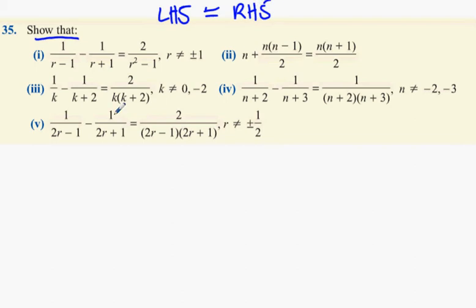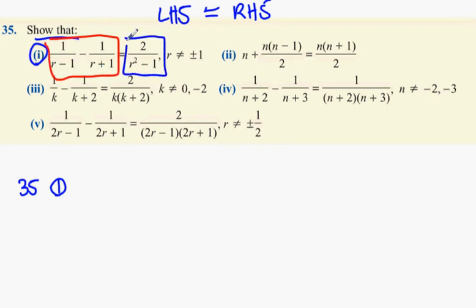So an example would be I have 35 part 1. What I have here is the left hand side. Left hand side's in the red box, right hand side's in the blue box. Choose one of them to work with. You usually choose the bigger, more complicated one. In which case would that be the red or the blue? Red. You'll choose the red.